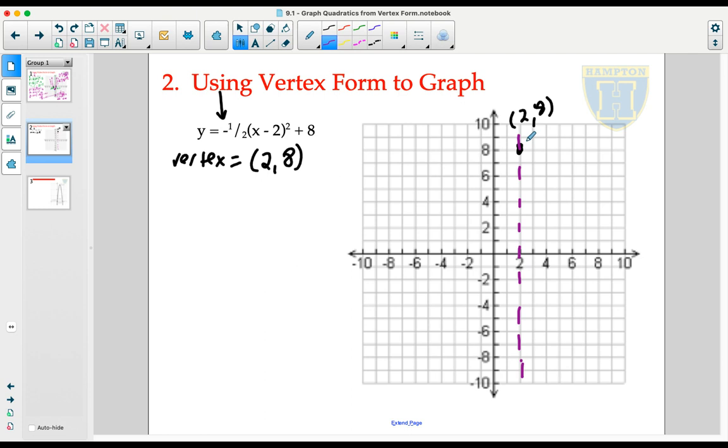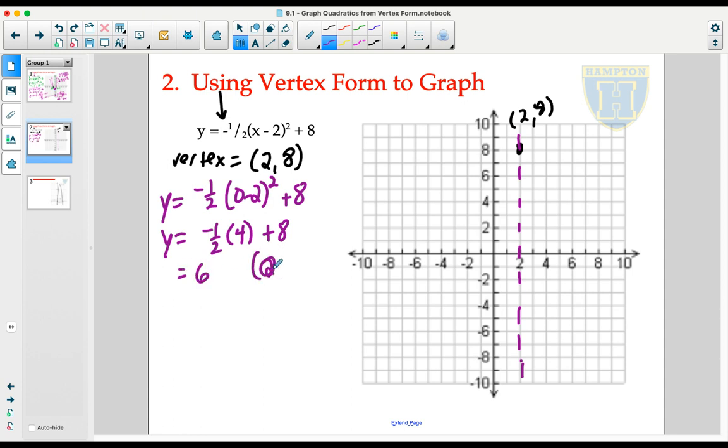Let's find our y-intercept and our x-intercepts in an effort to produce the graph of this quadratic function. So we start first by letting x equal 0. That's going to give us our y-intercept, so y equals -1/2 (0 minus 2) squared plus 8. This is equal to -1/2 times 4 plus 8, and altogether we get 6, meaning our y-intercept will be at the point (0, 6), which makes sense with what we anticipated.